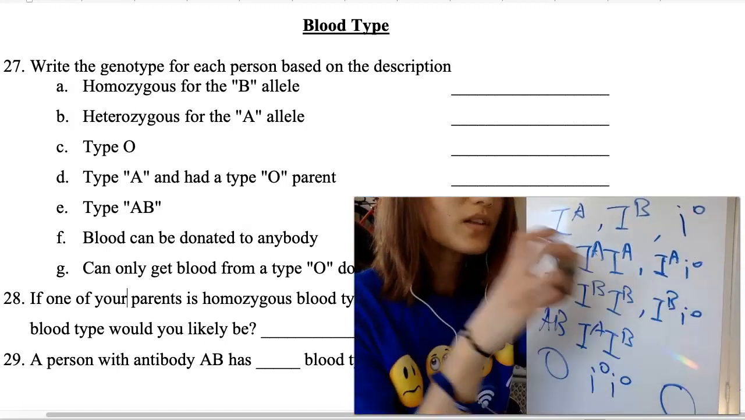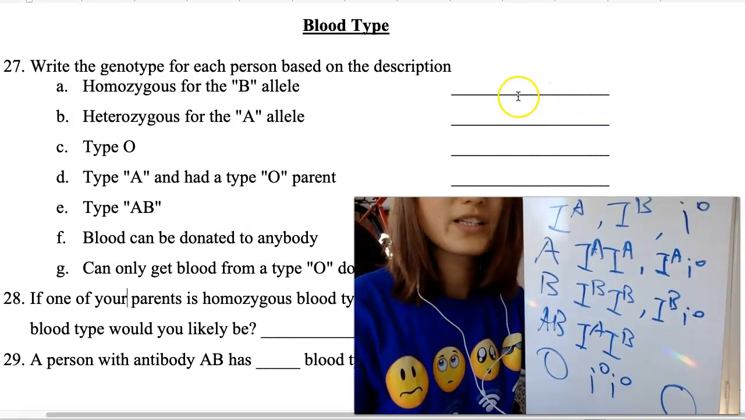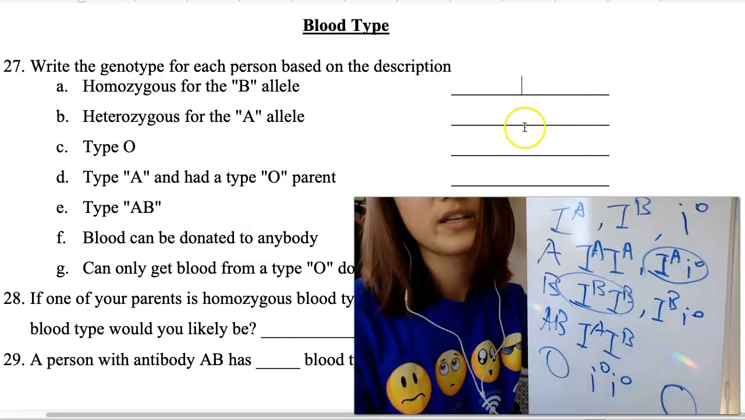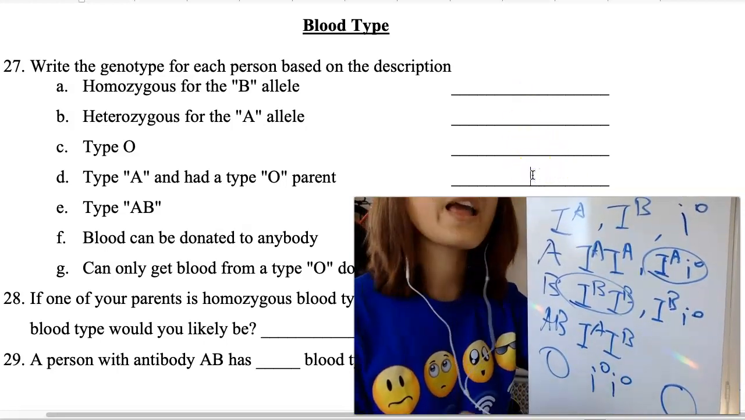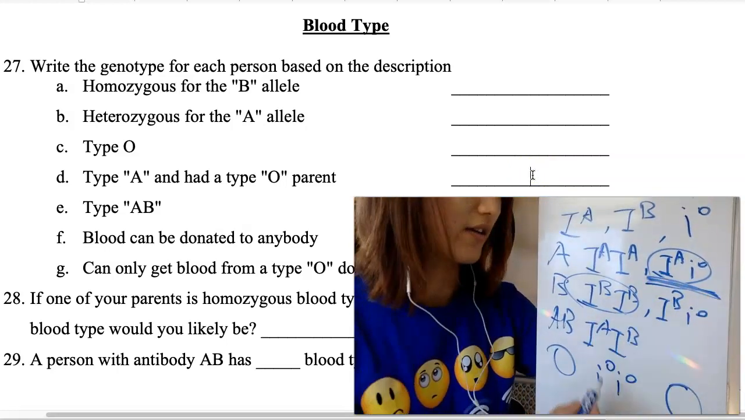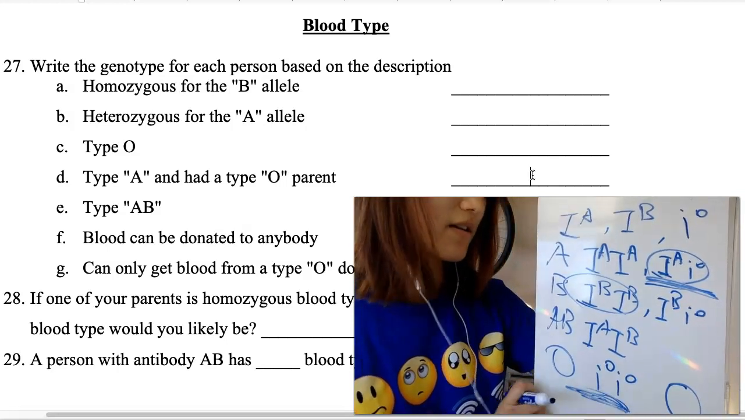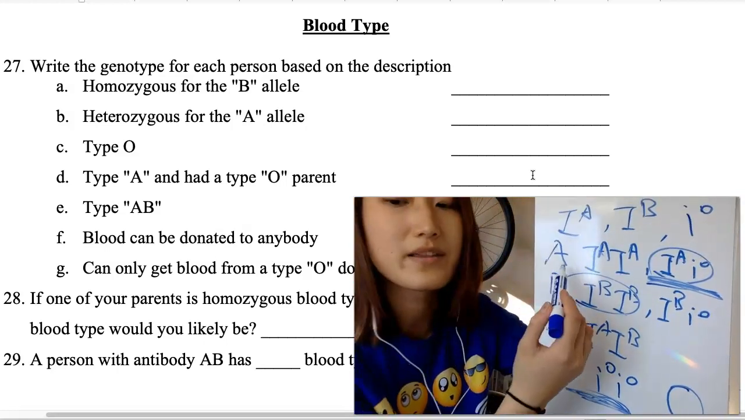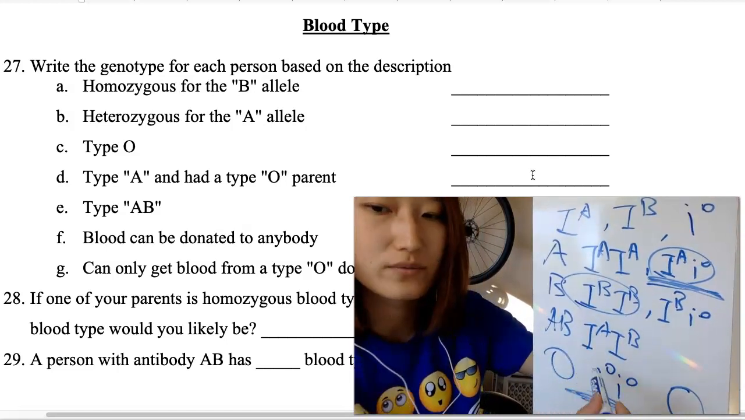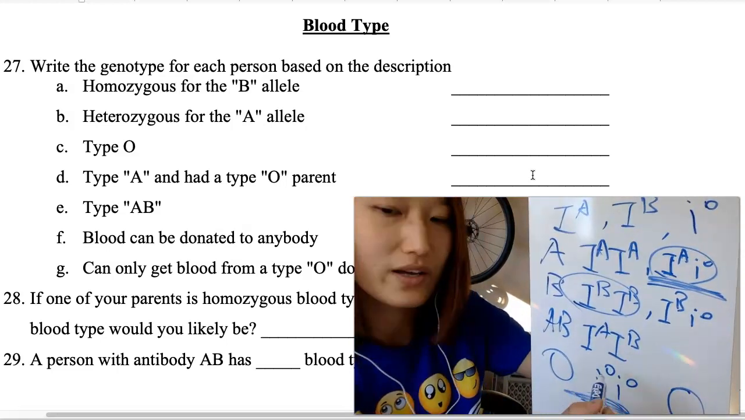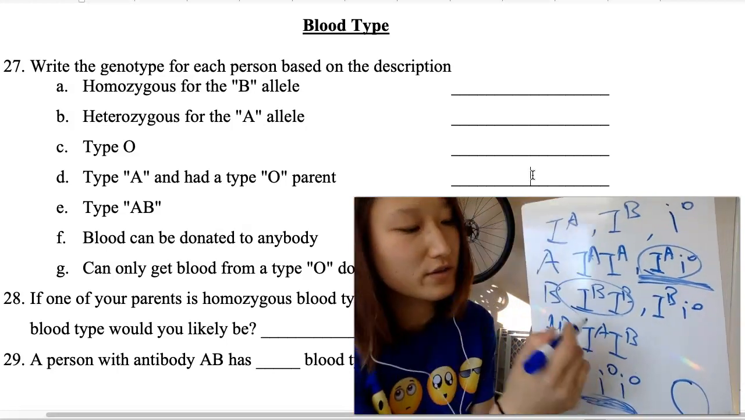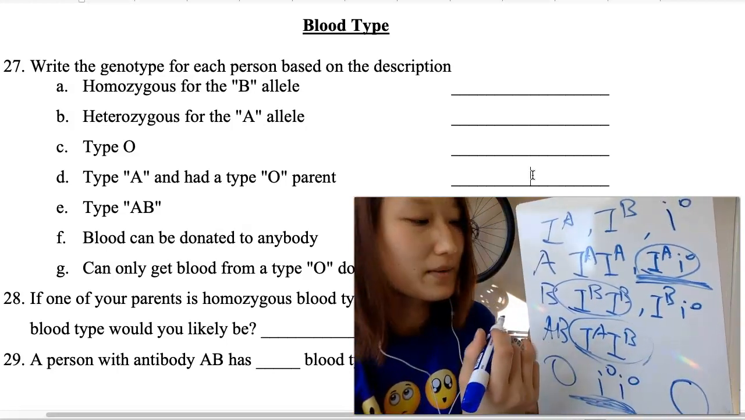Okay, so now we're going to take a look at these questions. Homozygous for B, this one. Heterozygous for A will be this one. If you had a blood type A and an O parent, that means you can have either this as a child or this as a child, because the blood type A parent could either be this or this, and you're going to give the child I^A or i^O, both are possible. So as a child, you can either have the O blood type or the A blood type. The next one is type AB, that's right here, and then blood type O can be donated to anybody.